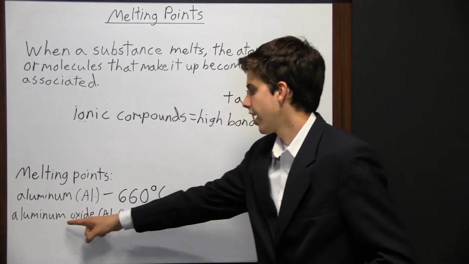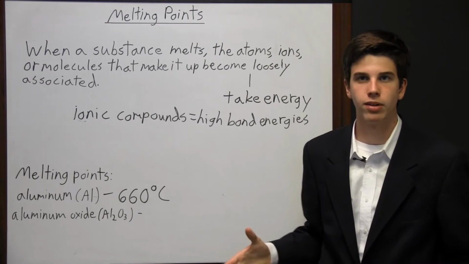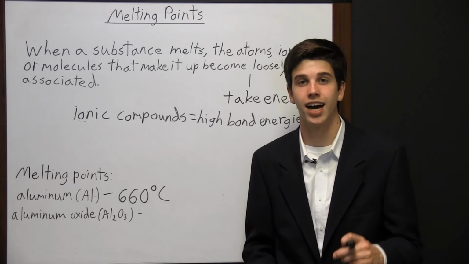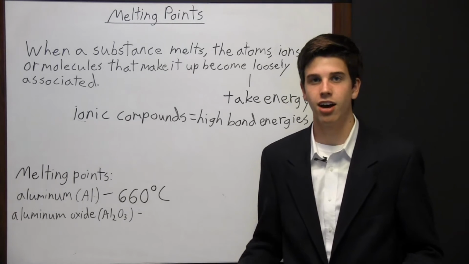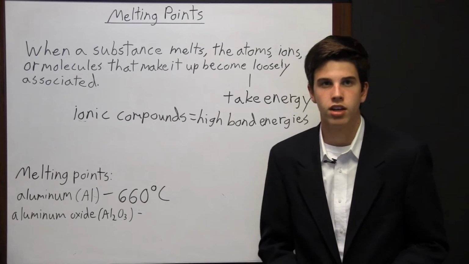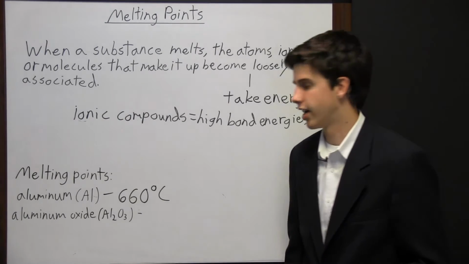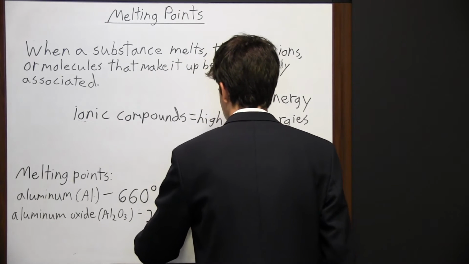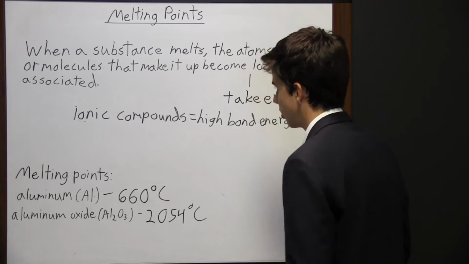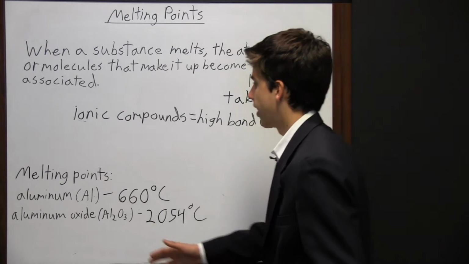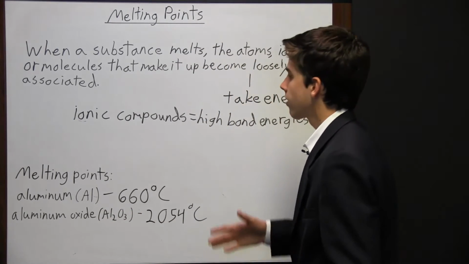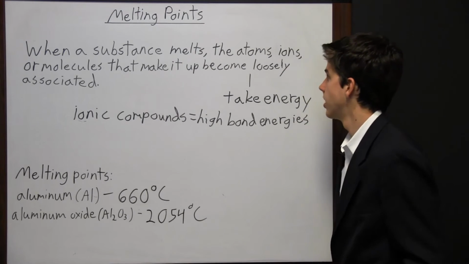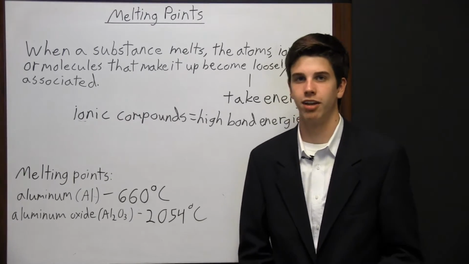But since we have an ionic compound here of aluminum oxide, you know the melting point is going to have to be even higher because the ionic bond between aluminum ions and oxygen ions is very strong. So the melting point of aluminum oxide is a lot higher. It's actually going to be 2054 degrees Celsius. So you can see here how much of a difference in the melting point ionic compounds make. So the important thing to remember is that when a substance melts, the atoms, ions, or molecules that make it up become loosely associated.